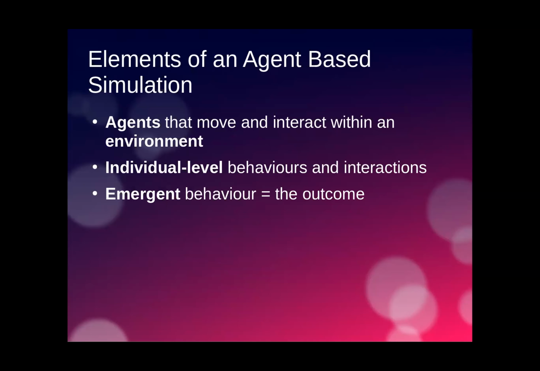So let's think about the elements of an agent-based simulation. The first element, probably the most important, I would argue, is the agent. So we have agents that are basically moving and interacting in some way within and with an environment. The environment's where they live, and the agents are moving around in that, and they're interacting with the environment, and they're interacting with each other.